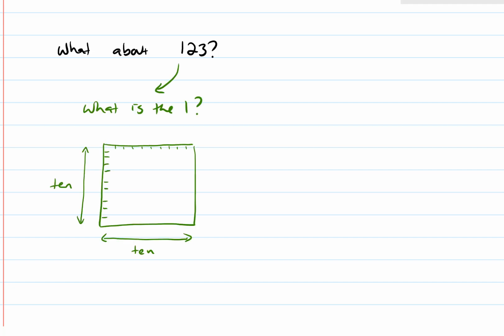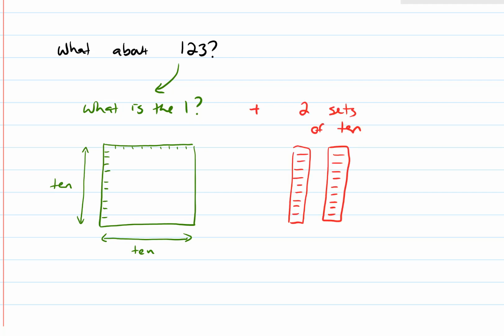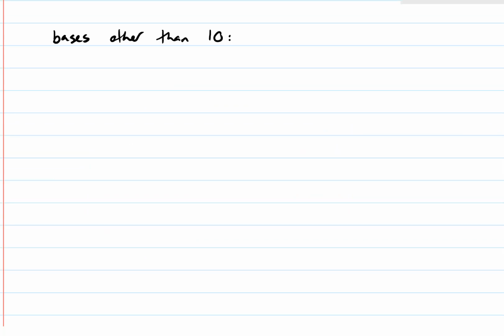What about the number 123 in the decimal system? Well, the number 1 is in the hundreds place. What that means is that instead of having just a set of 10, it's a set of 10 by 10. In other words, a square with 10 on each side, or 100 bits inside it. Plus 2 sets of 10, plus 3 left over for 123.